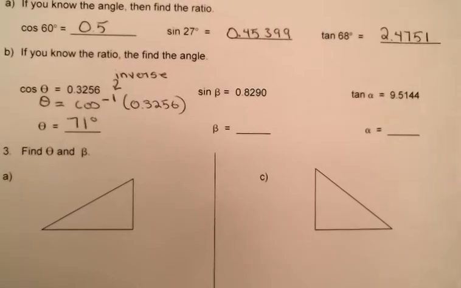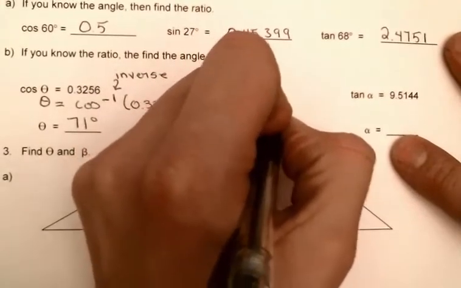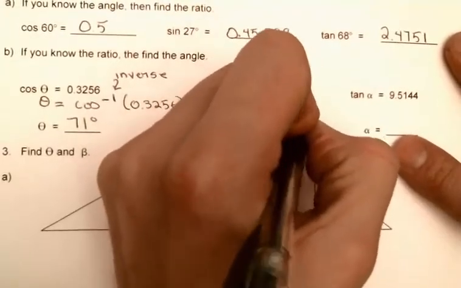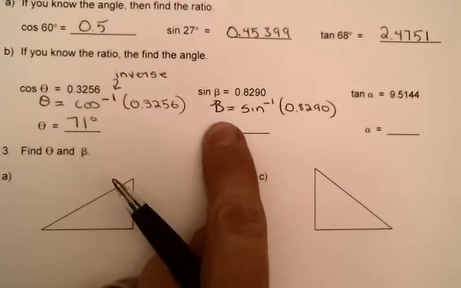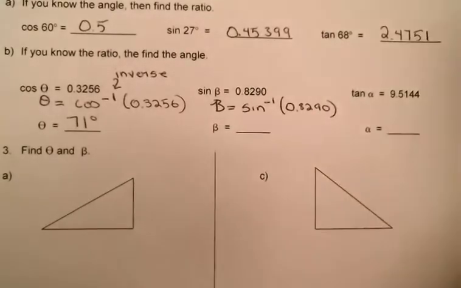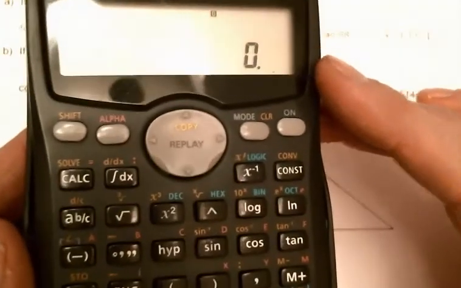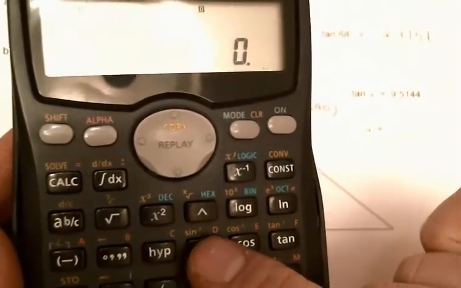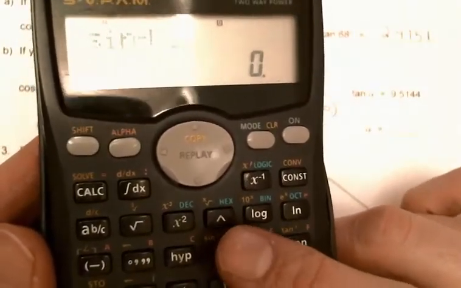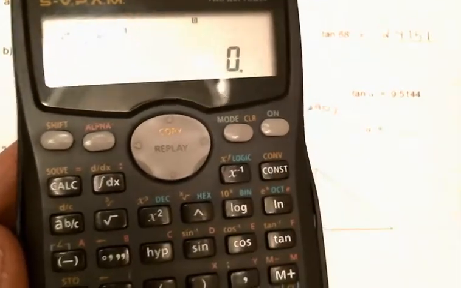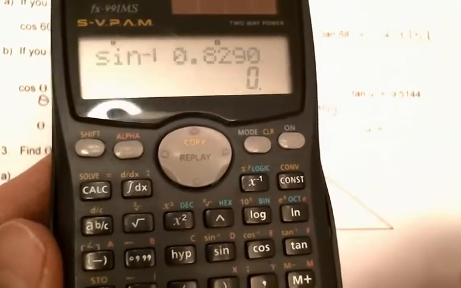Okay, let's try that with the next angle. So if I want beta, I have to do the inverse sine, 0.8290. That's how you write it. This means beta equals the inverse sine of 0.8290. Let's try that on here. Okay, so again, I have to take the inverse of my sine. There's sine, so I'm going to go shift sine, and then I put the number in, which is 0.8290. Okay, ready?